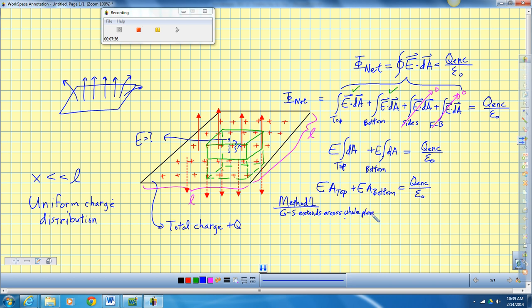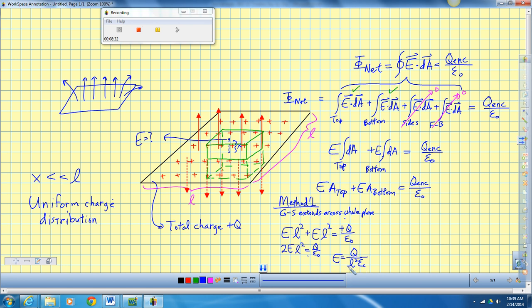Okay, and the result-wise, it's going to be the same either way. So then my area is just going to be L squared for the top, and it's going to be L squared for the bottom. And how much charge is enclosed? Plus Q, and that's all over E0. And so my electric field is going to be 2 times E times L squared plus Q, equals Q over E0. And so my electric field in the end comes out to be Q over L squared, which is basically the charge over the area times E0. Okay, so it's really charge per area over E0.